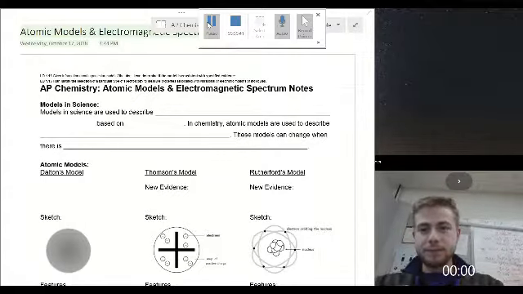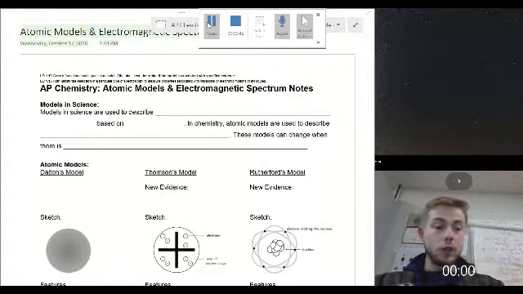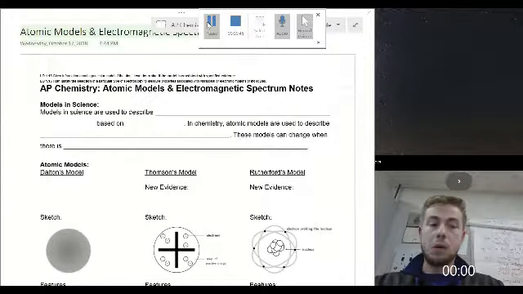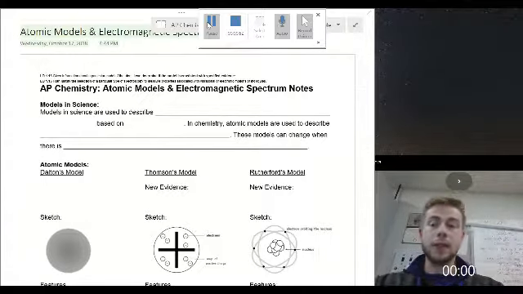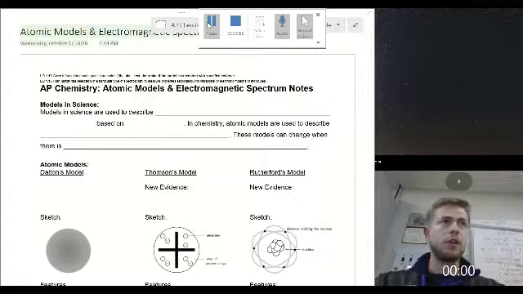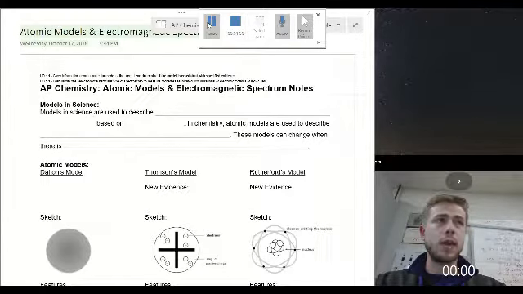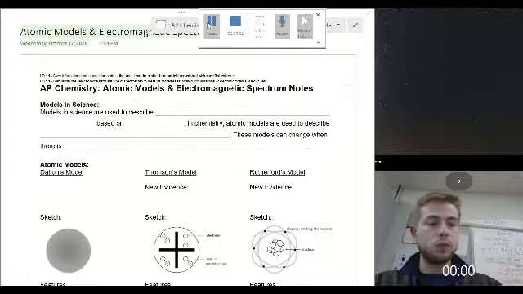Okay, so first, before we can start talking about atomic models, we need to talk about what a model is in science. And this might be review, that's okay. But models in science are used to describe how unseen things behave or look. They can be used to predict how things we can't see will behave when we do something to them.